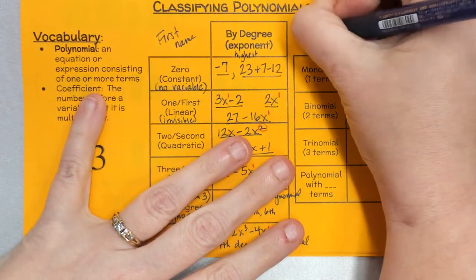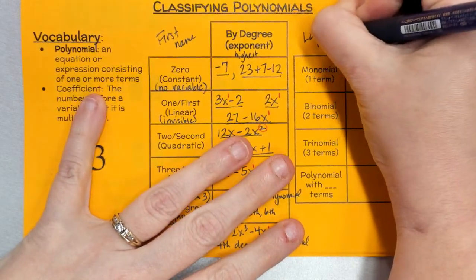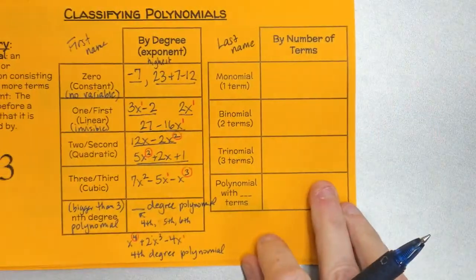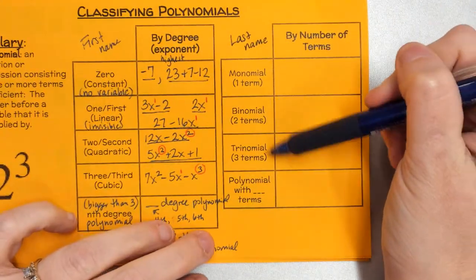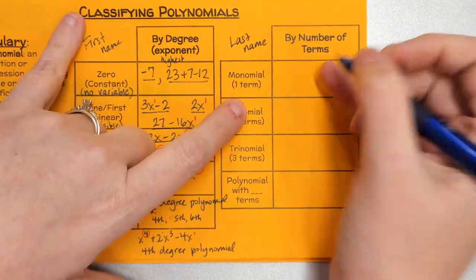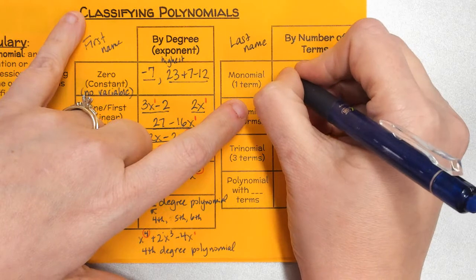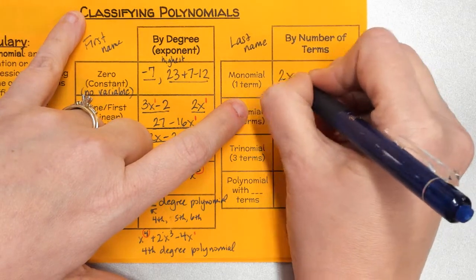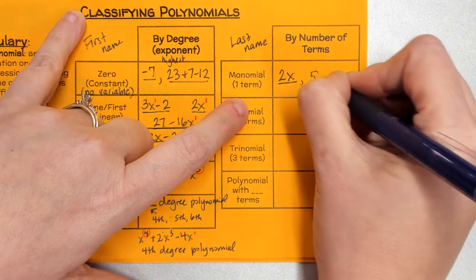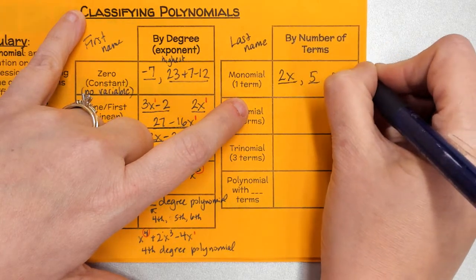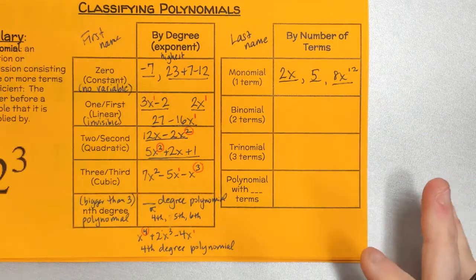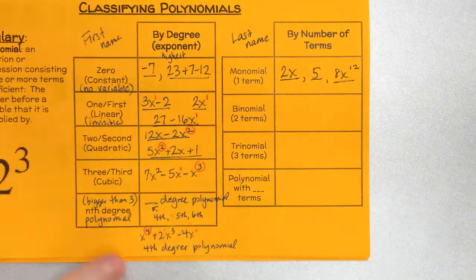Now, that's the first name. Now let's look at the last name. The last name has to do with how many terms are in that expression, okay? So we have monomial, binomial, trinomial, and polynomial, okay? So a monomial is something that has one term. So some examples of that might be like 2x, or 5, or 8x to the 12th, okay? All that you see there is one term. So this is a monomial.